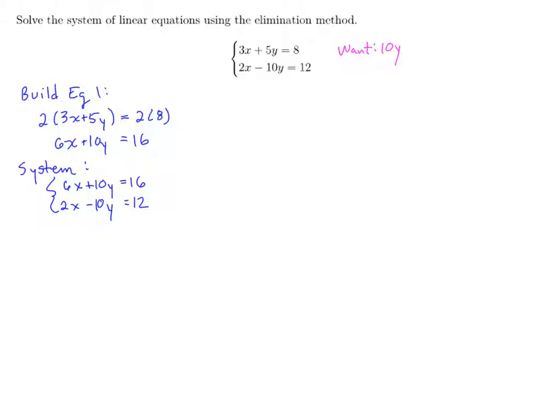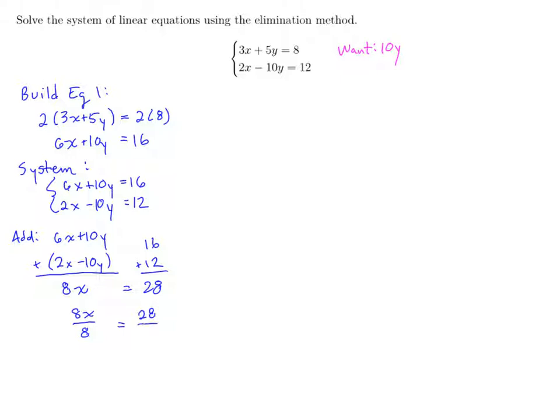And I can see now that when I add the left-hand sides and I add the right-hand sides, that variable y will be eliminated. So I'll go ahead and do that. I'll add, and I'll have 6x plus 10y on the left, and I will add that 2x minus 10y. And that will give me, 6x plus 2x will give me 8x on the left. Looking at the right, I have 16 plus 12. I'm going to have 28. So, dividing each side by 8, I'll have 8x over 8 equaling 28 over 8.